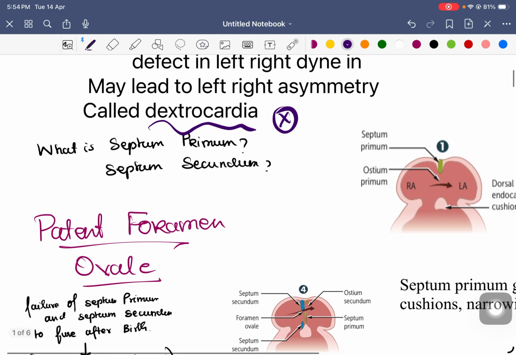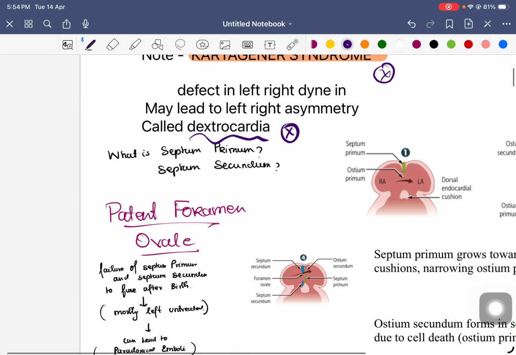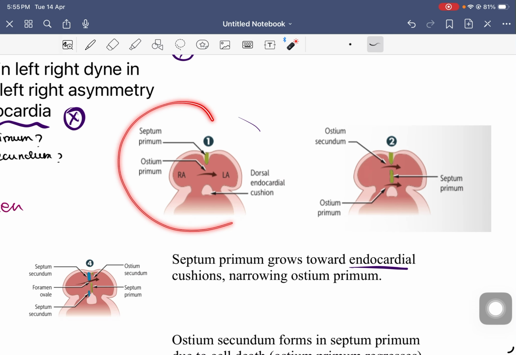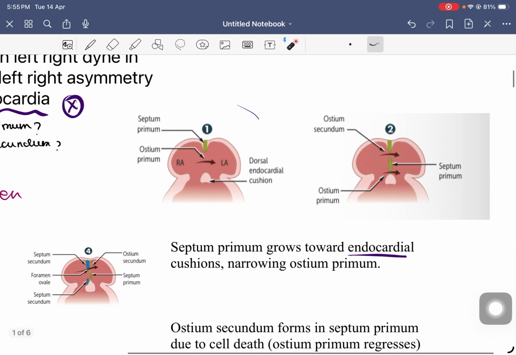So now we have to know about septum primum, septum secundum. So what is septum primum? In embryological view, septum primum grows towards the endocardial cushions. See, look at this image. Septum primum grows towards the endocardial cushions, narrowing the ostium primum.